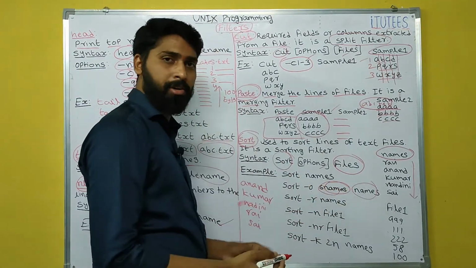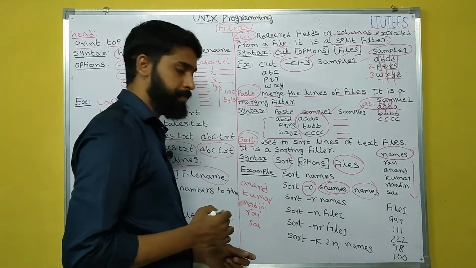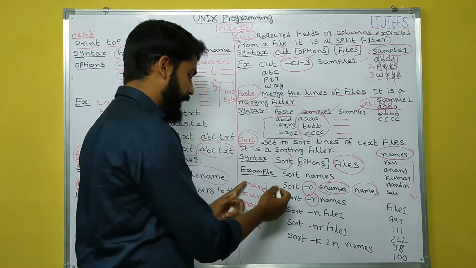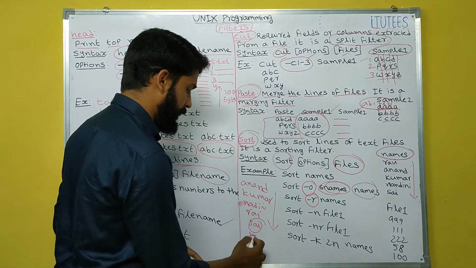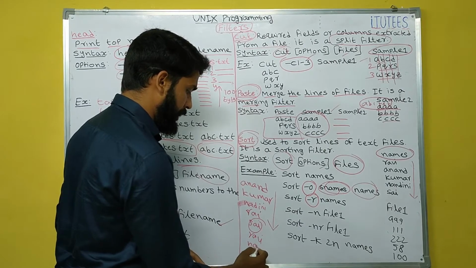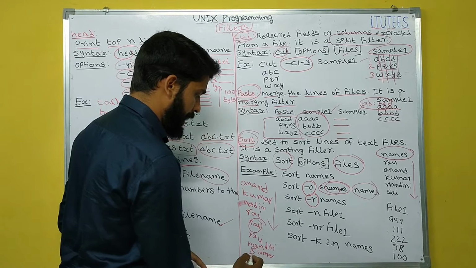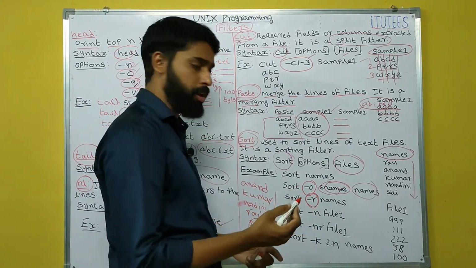That means you can save the output in a file by using the -o option. Sort -r names means reverse. This was the ascending order; now descending order. First one is Sai, then Ravi, Nandini, Kumar, and Anand. So this is the output if you are using -r, which means reverse the sort.